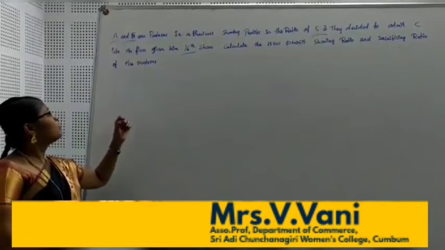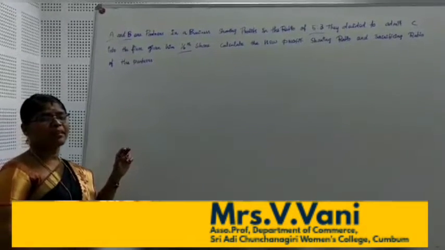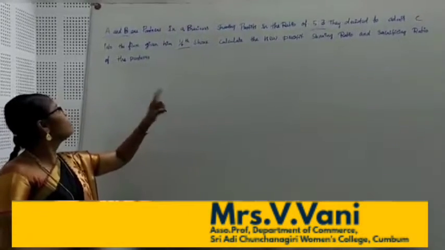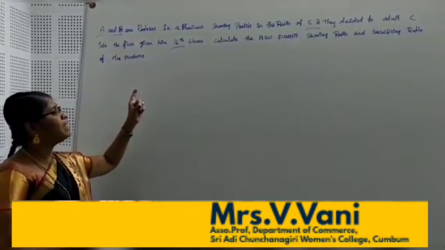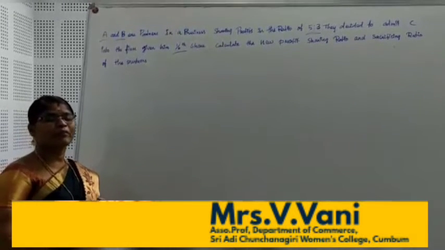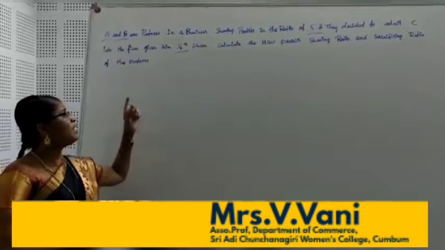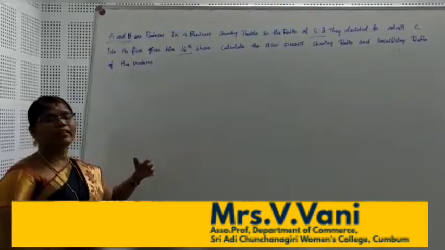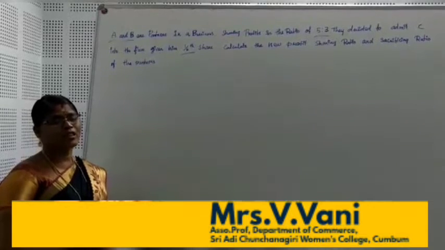So in this given problem, A and B both are partners in a firm. Their share of profit is 5:3, 5 for A and 3 for B. And C is admitted as a newcoming partner and his share of profit is 1/6. So these are all the given information in the problem. From that we have to calculate the new ratio and sacrificing ratio.